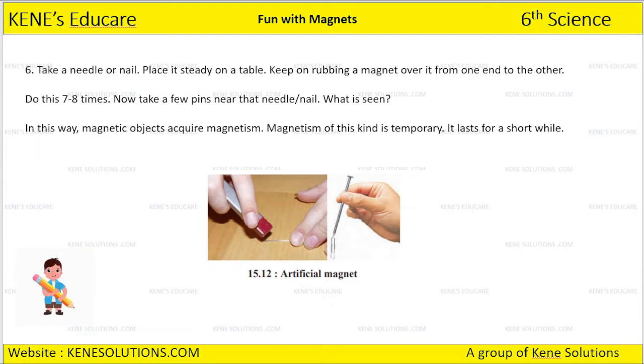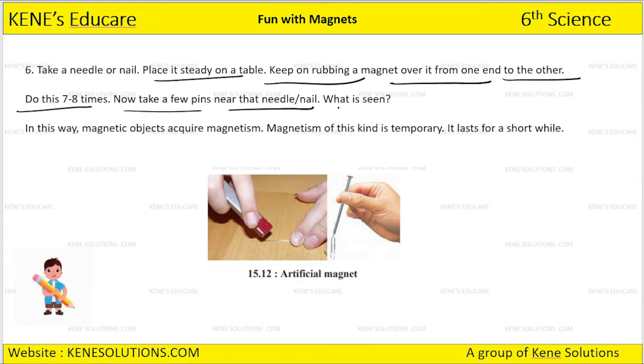Now take a needle or a nail, place it steady on the table. Keep on rubbing a magnet over it from one end to another. Do this 7 to 8 times. Now take a few pins near that needle, nail. What is seen? In this way, magnetic objects acquire magnetism. Magnetism of this kind is temporary and it lasts for a short while.